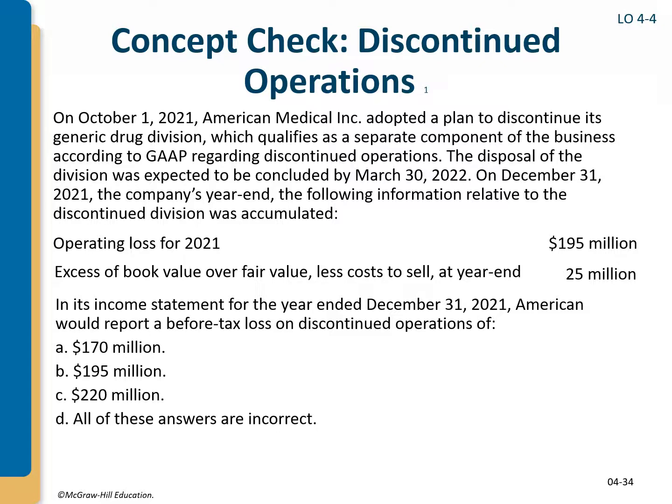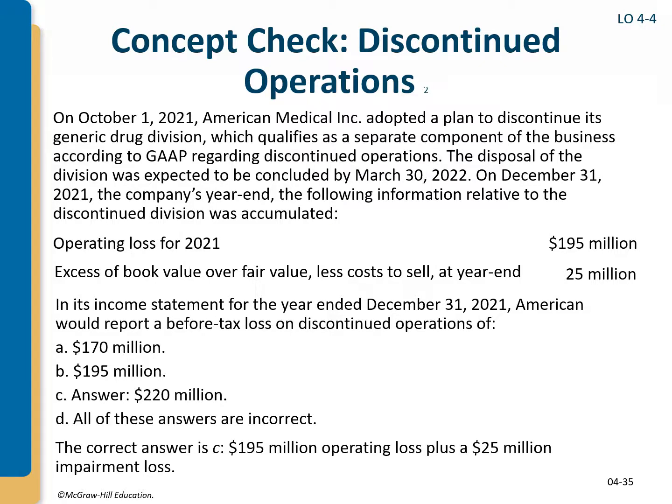Well, the $195 million loss plus the $25 million that the book value is above fair value. Remember, that would be considered an impairment loss. So you would add those two losses together. They wanted to know before income tax, so that's where you get the $220 million. But remember, on the income statement, we subtract out any tax savings from the loss, and then it's the net loss that's actually subtracted.